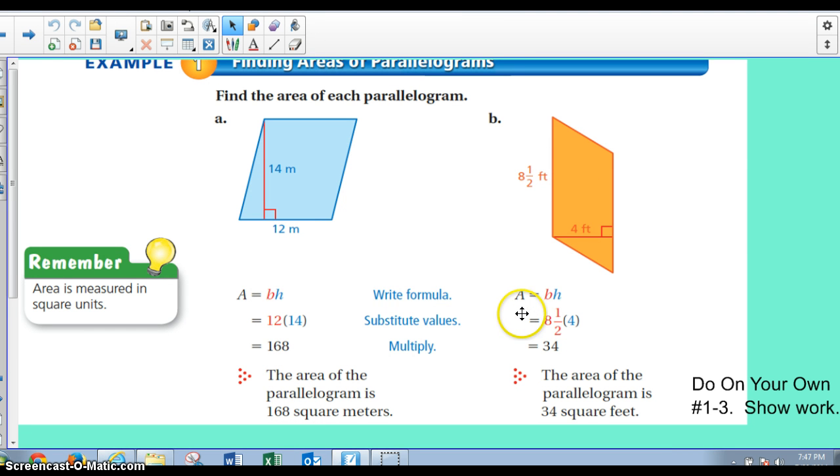All right, let's look at the next one. Write the formula, then you do 8.5 times 4. Notice 4 is in parentheses. 8.5 times 4. The area of the parallelogram is 34 square feet. Please do on your own numbers 1 through 3. Show your work, write your formula, and come back when you're done.